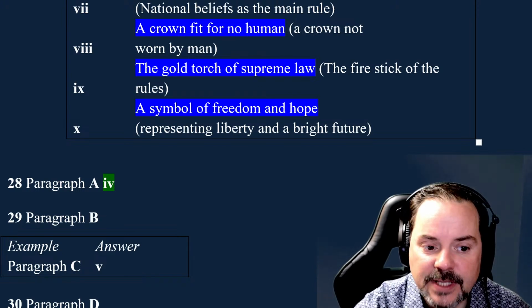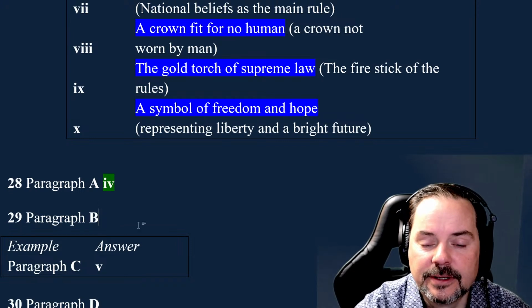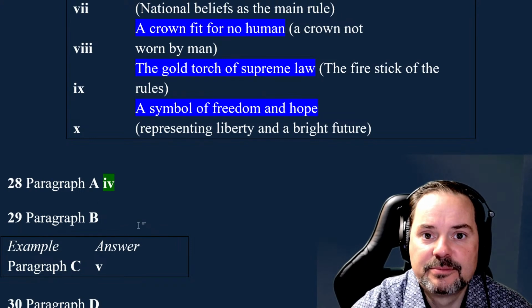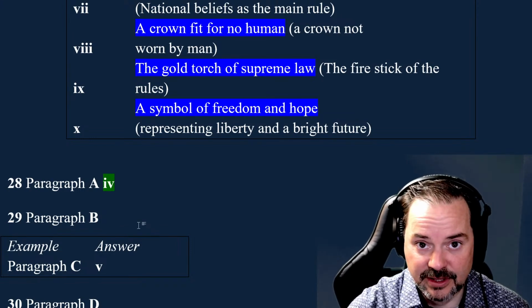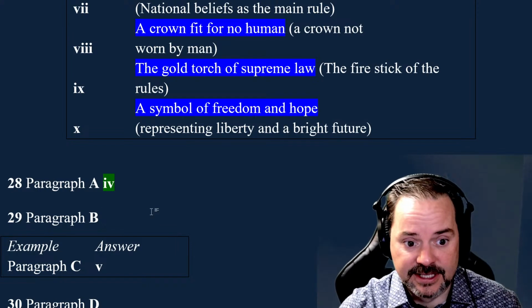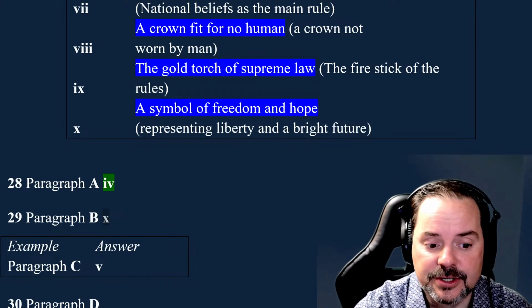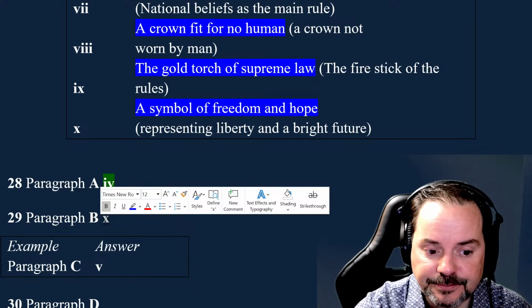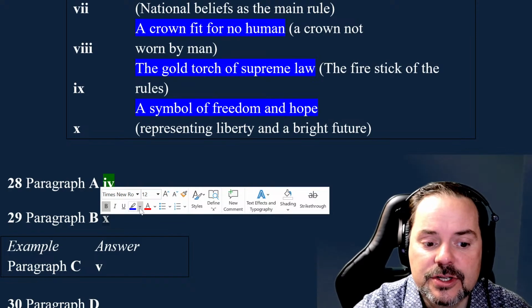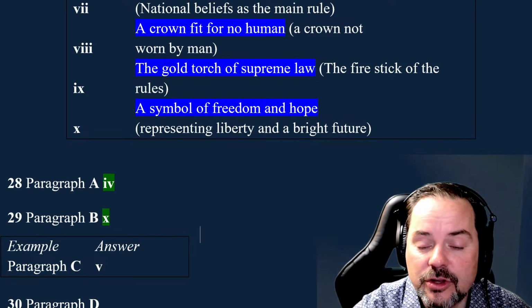Which was the best answer? 10. Yeah, absolutely. Yeah, Libertas and breaking the chains of slavery or emancipation. Definitely, 10 is the right answer. Absolutely. Yeah, 100%. So now you have the right answer and you can move on.